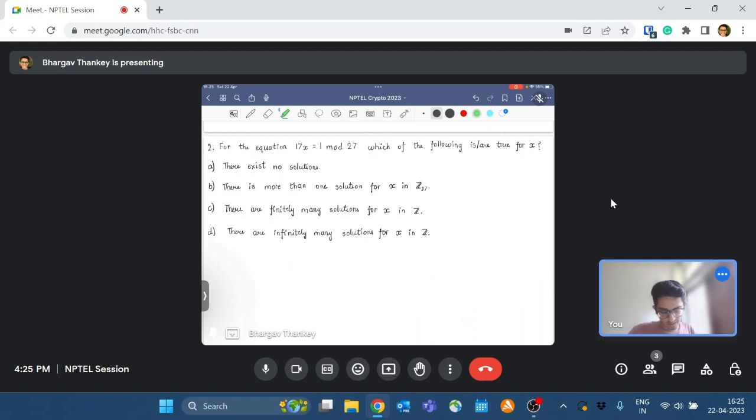Option A is there exist no solutions. Option B is there is more than one solution for x in Z27. That is the group, a group of numbers with the operation being addition mod 27. Option C is there are finitely many solutions for x in Z. And option D is there are infinitely many solutions for x in Z. So which of these are correct?